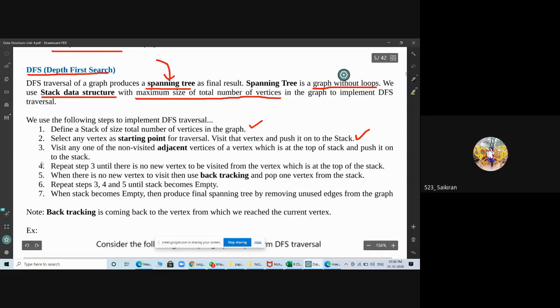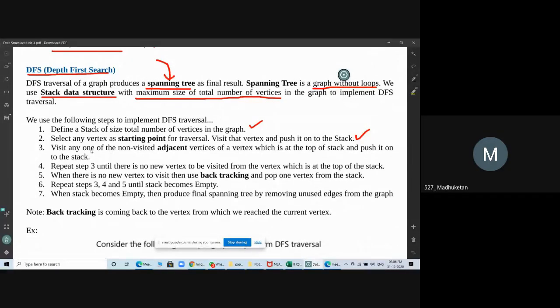Coming to the third step, visit any one of the non-visited adjacent nodes, because after the start node, we have so many nodes connected. Adjacent nodes are there. Out of all these, for example, 3 adjacent nodes are there. We can visit any node which is unvisited. For example, out of three, one is already visited, two are not visited. In those two, you need to select any node. That is also your choice.